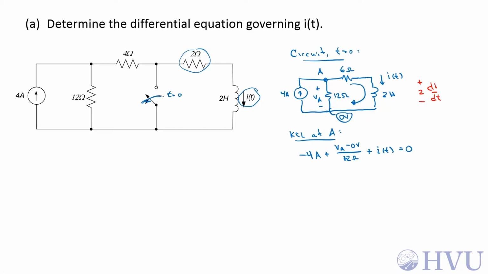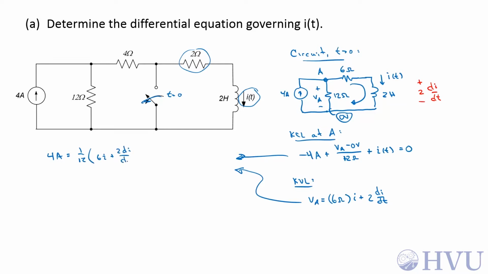Let's do KVL around this rightmost loop. So we get V sub A is equal to 6 ohms times I plus the voltage across the inductor, which is 2 di by dt. Combining these two, we get 4 amps is equal to V sub A over 12, so that's 1 over 12 times 6I plus 2 di by dt, plus I is equal to 0. There's a differential equation which contains only I as an unknown.